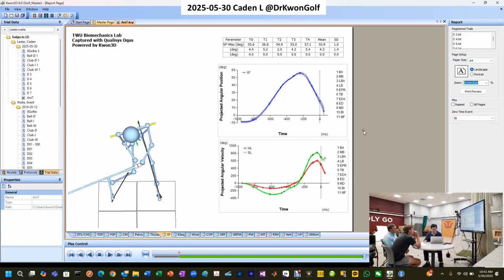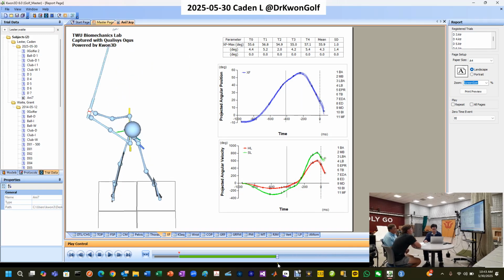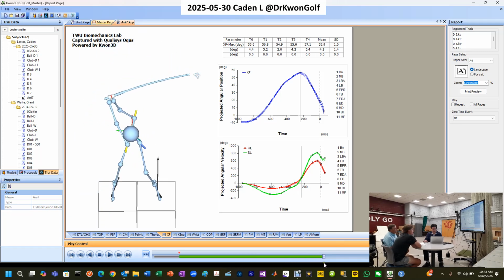And then X factor, this is the separation between the hip line and shoulder line here. So this is hip line and this is shoulder line. It shows the X shape here. So the angle between these is called X factor. And the X factor keeps increasing all the way to the top of the action. This pattern is okay.